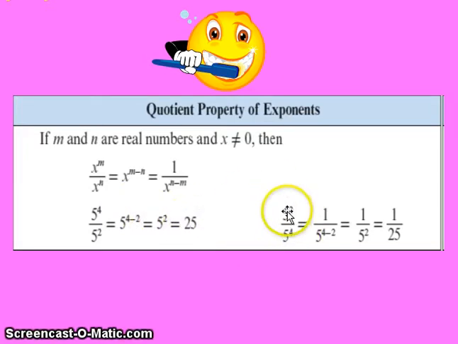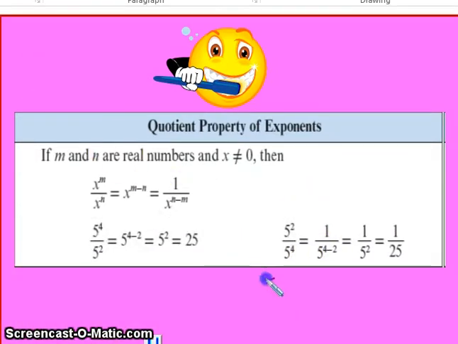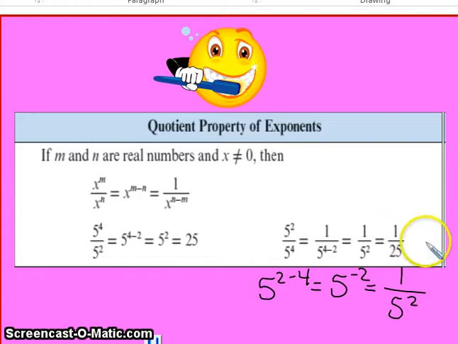Also, if we have 5 squared divided by 5 to the 4th, we subtract those exponents. Another way you might look at this is you would have 5 to the 2 minus 4, which is 5 to the negative second power. And again, since it has a negative exponent, you have to move it into the denominator, so it's 1 over 5 squared, which is 1 over 25.